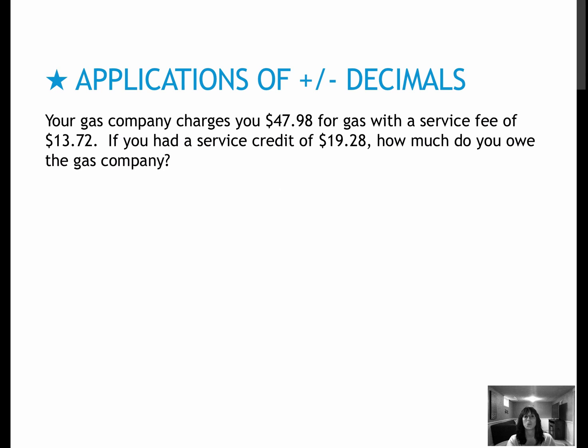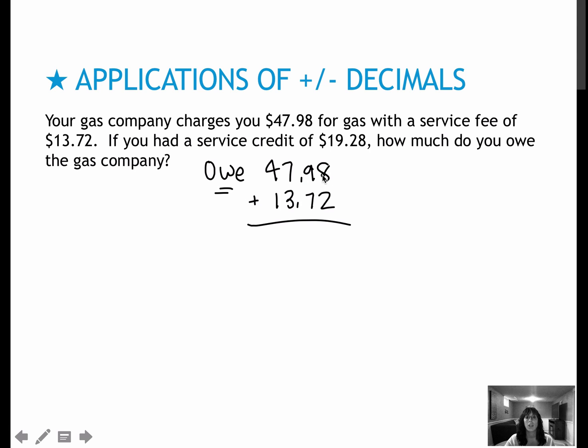So we have to figure out which ones are we going to add together, which ones are going to subtract. So we know our bill will be anything that is owed. So what we owe is the $47.98 for gas and the $13.72 for our service fee, because you know they like to get those fees. So we're going to add these together first. That's how much we're going to owe. 8 plus 2 is 10. 1 plus 9 plus 7 is 17. Add those together, I get 11, and I get 6. So my bill is $61.70.